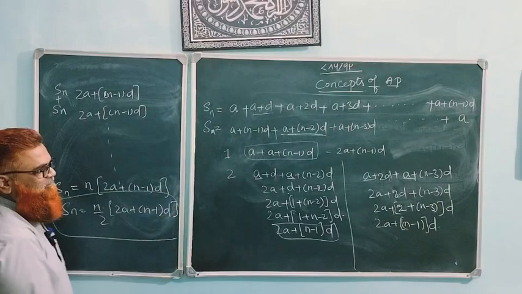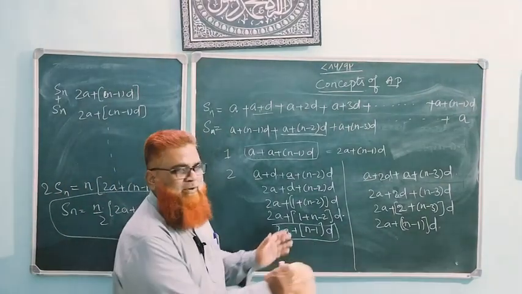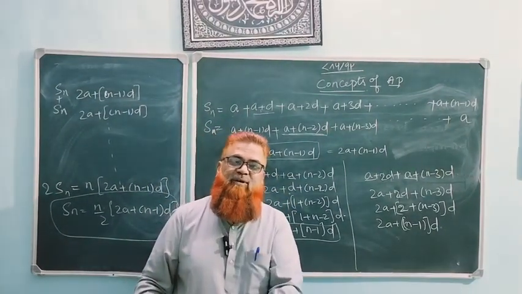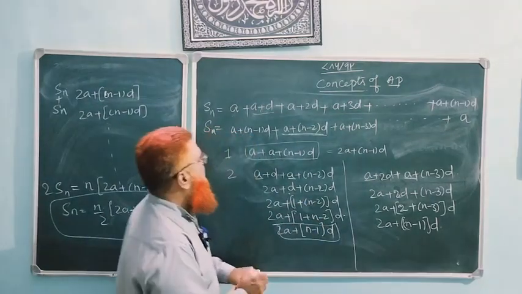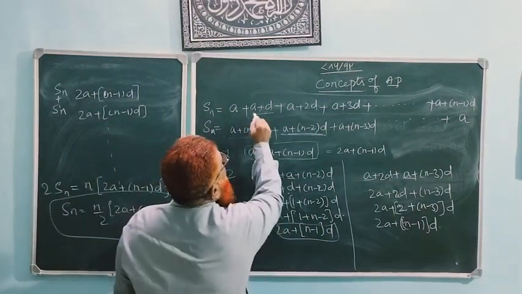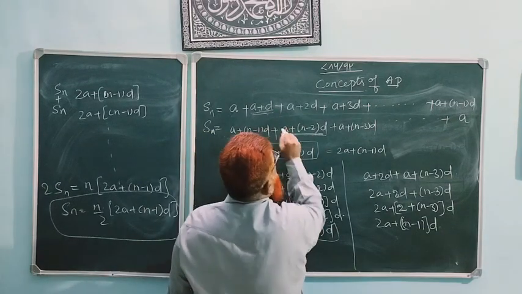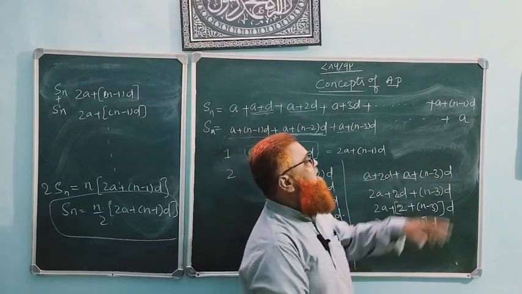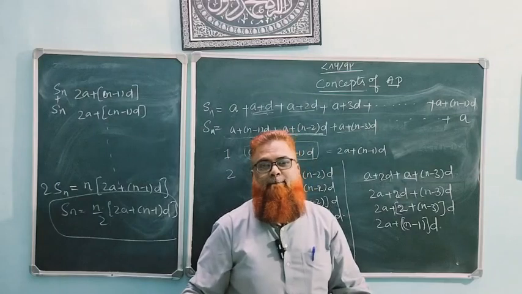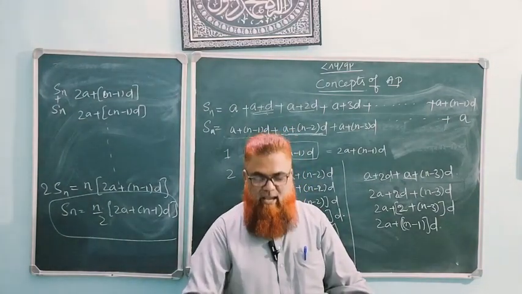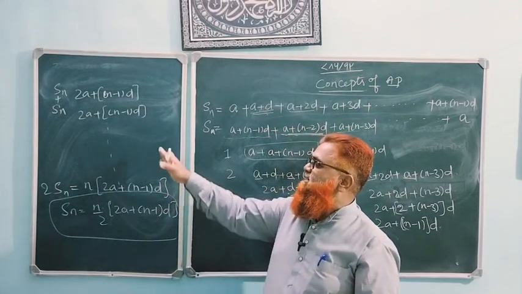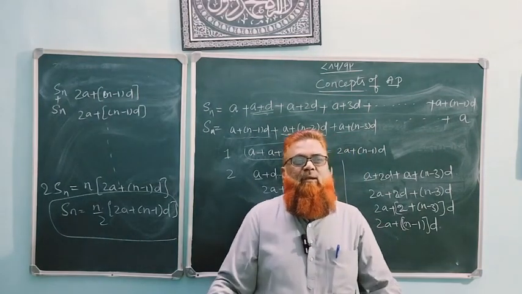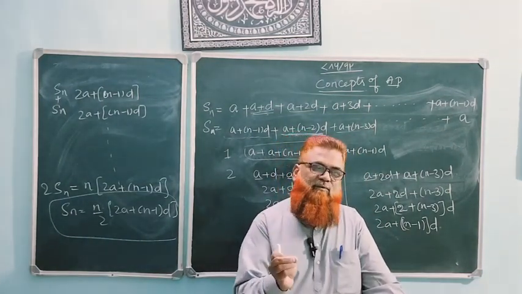This is our Sn formula. I have elaborately explained how we get 2A plus (n minus 1) into D in every addition. Understand? I have taken A and A plus (n minus 1) into D, then A plus D and A plus (n minus 2) into D, then A plus 2D and A plus (n minus 3) into D, etc. This is the way we add the terms, and we get the formula Sn equal to n by 2 into (2A plus (n minus 1) into D). Please pay attention and listen carefully.